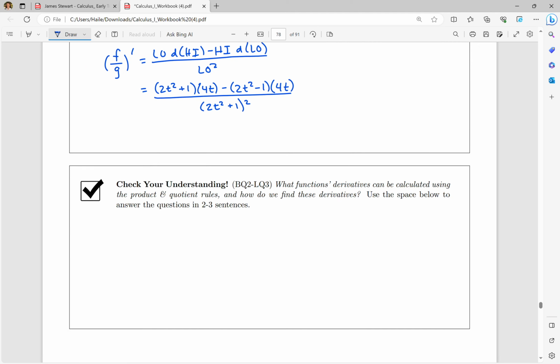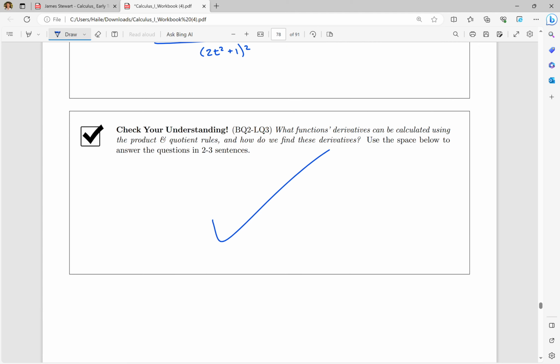And that's it for the product and quotient rules. So just make sure you complete the check your understanding. And that's the end of lesson 9.